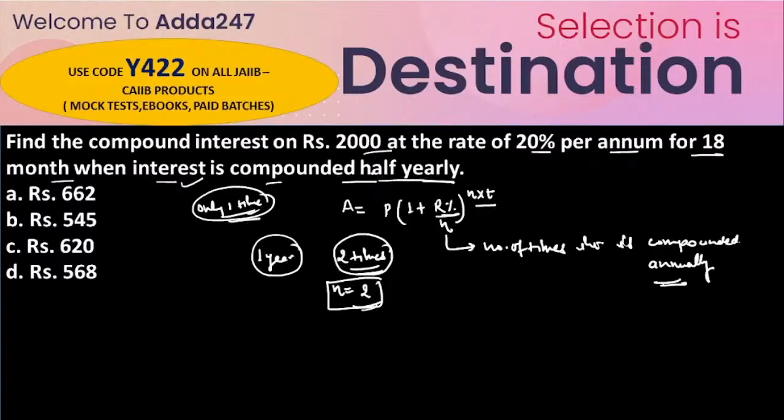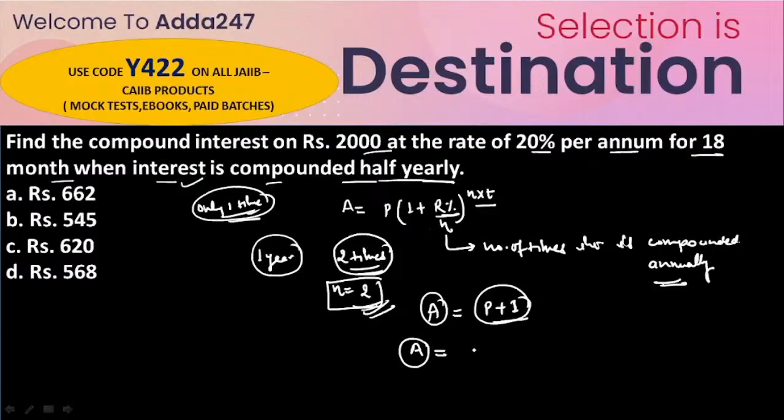But in this question, it is mentioned that the interest is compounding half yearly. That means in 1 year the interest is compounding 2 times, so we write n is equal to 2. Now we put the values in the formula. A represents the total amount, which is equal to the principal plus the interest. First we calculate the total amount from the given formula.